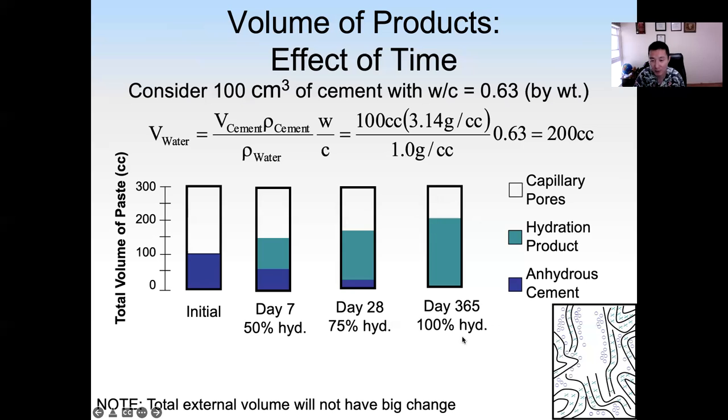After 100% hydration, we have this much hydration product, around 200 cc, and we have around 100 cc of pores. If we reduce the water to cement ratio, then the volume of capillary pores will be lower.